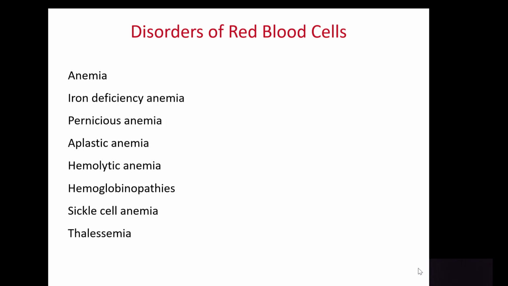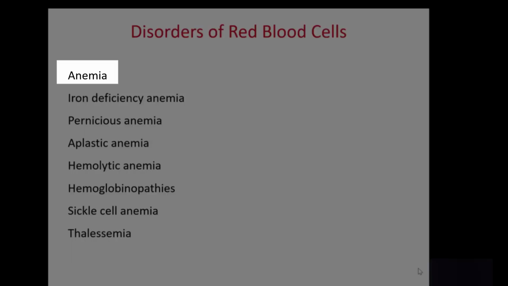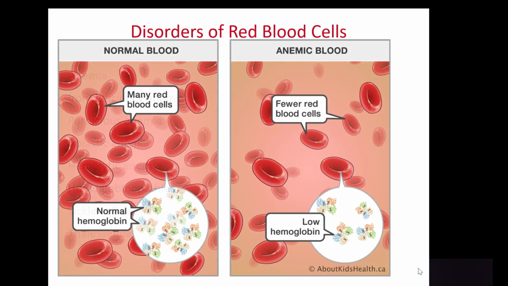Now let's talk about disorders of red blood cells. Anemia is the most common disorder. Anemia is an umbrella term, and it simply means the blood's oxygen carrying capacity is too low, so there's not enough erythrocytes or not enough hemoglobin.